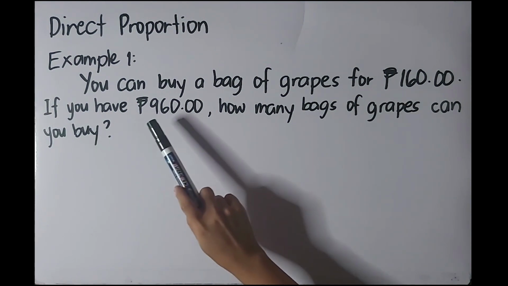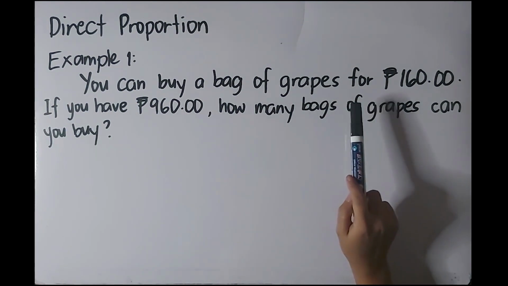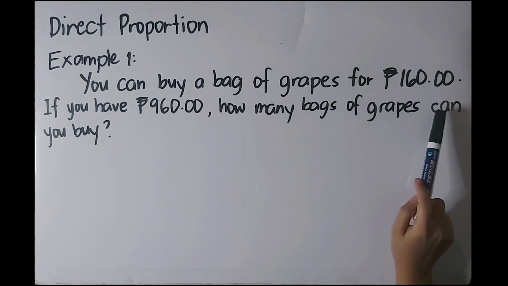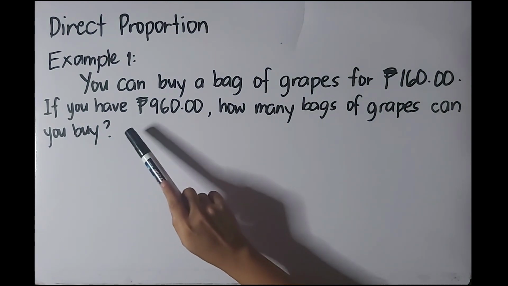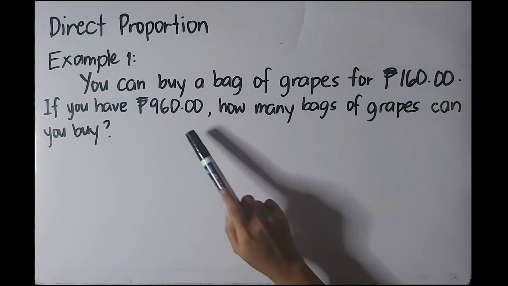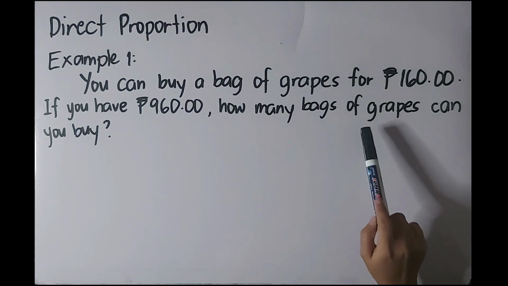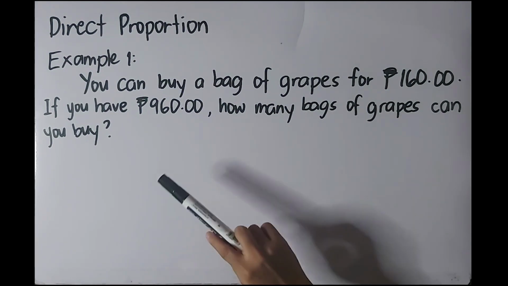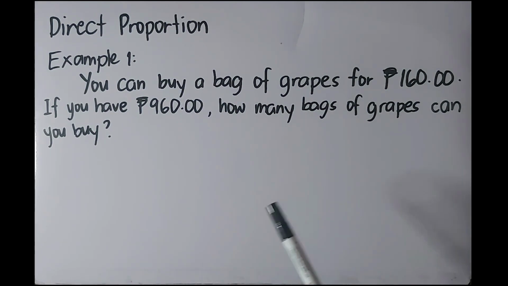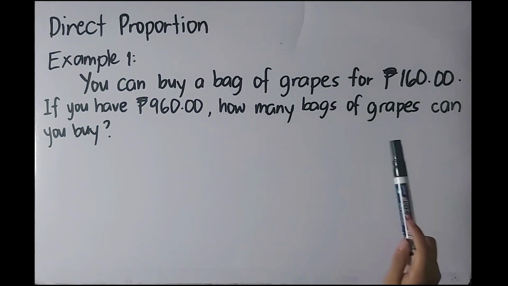Problem: you can buy a bag of grapes for 160 pesos. If you have 960 pesos, how many bags of grapes can you buy? So this example is an example of a direct proportion.